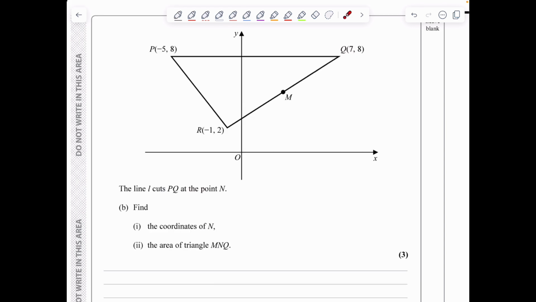In part B, we are told that the line L cuts PQ at the point N, and we need to find the coordinates of N and the area of the triangle MNQ.